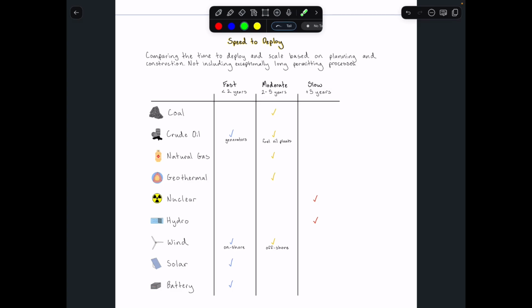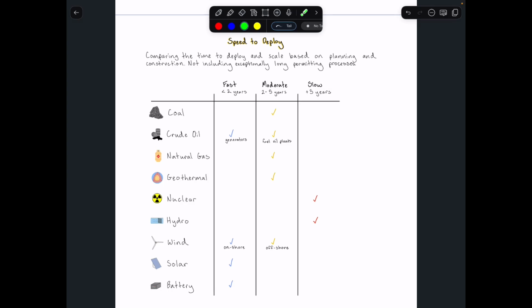So here, a fast deployment of a brand new generation resource, so you're building it from scratch, would be in less than 2 years. A moderate timescale would be 2 to 5 years, and a slow deployment would be more than 5 years.